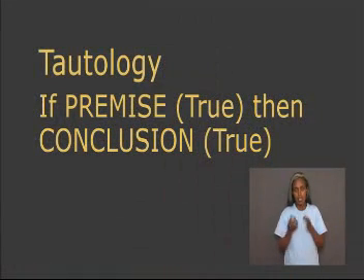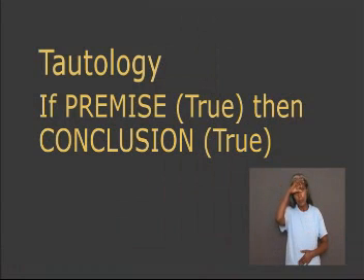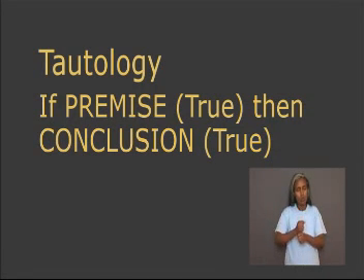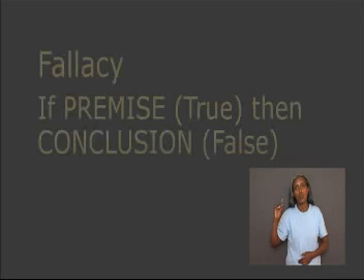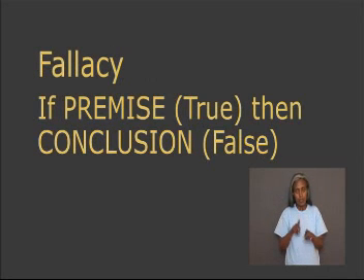If we assume that the statements in the premises are all true, then a valid argument's conclusion must be true. This is called a tautology. If an argument does not meet these conditions, it is not valid. An invalid argument is called a fallacy.